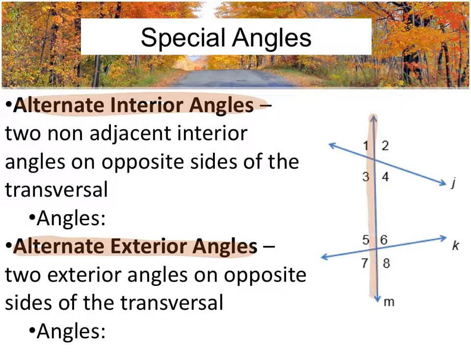Here's my transversal again. This one's the same shape as last time, the same diagram, okay? So non-adjacent interior means it has to be interior, and non-adjacent, so not next to it, which means 3 goes with 6 and 4 goes with 5. So these, again, are written in pairs. My alternate interior would be angle 3 and angle 6, and angle 4 and angle 5. So opposite sides of the transversal, but not next to each other, and in between the two lines.